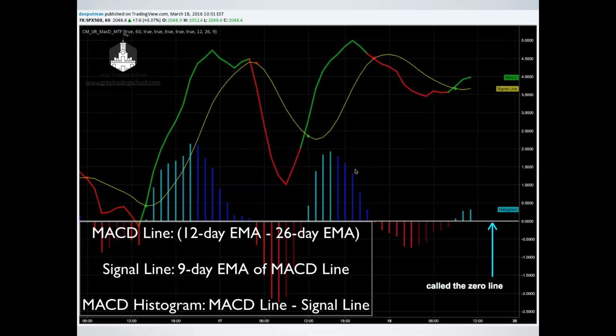The values of 12, 26, and 9 are typical settings used with MACD, which I use here and on all the charts that we've added, everything we've covered in our videos so far. However, other values can be substituted depending on your trading style and goals. And as such, some of the moving averages and MACD settings that I have on other charts are not standard.